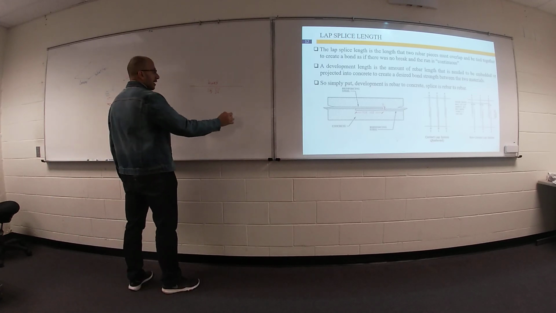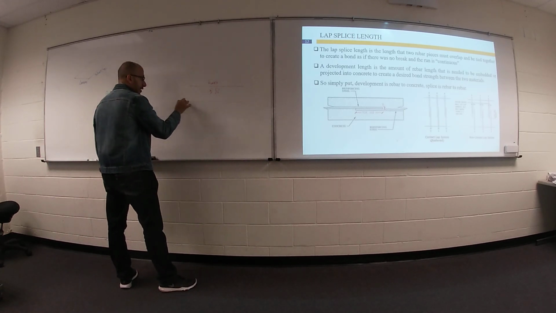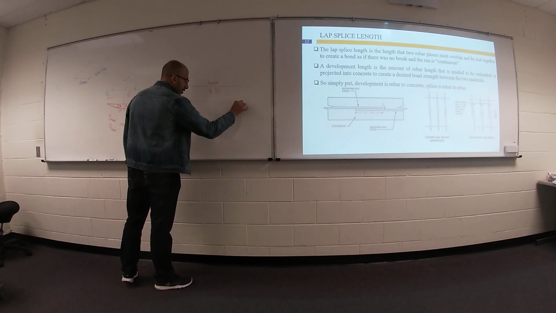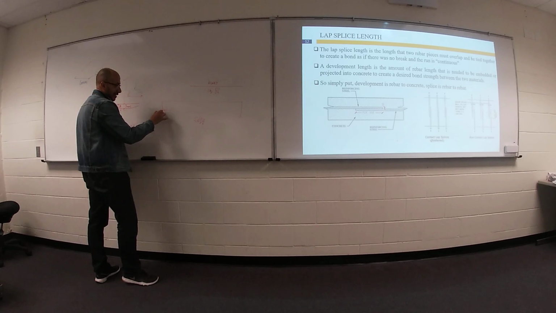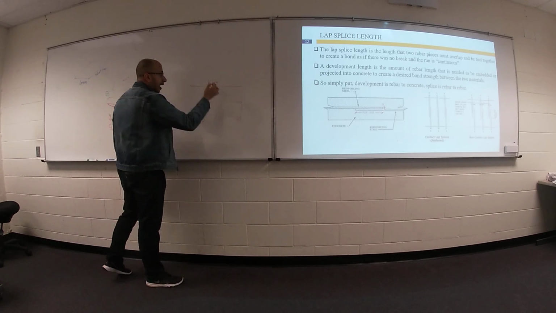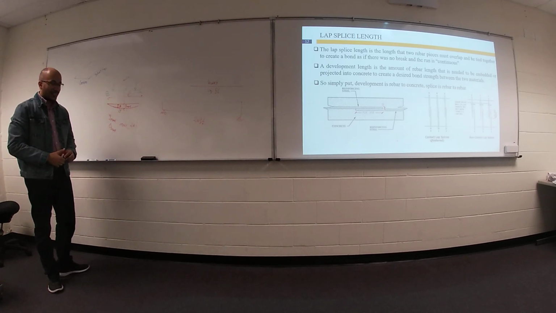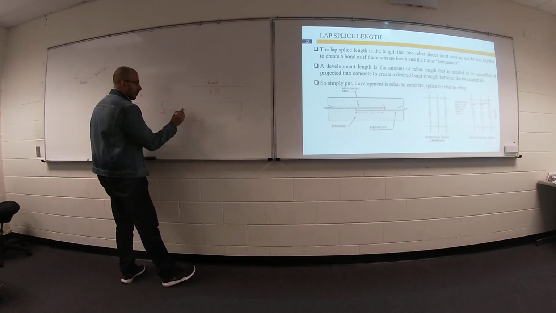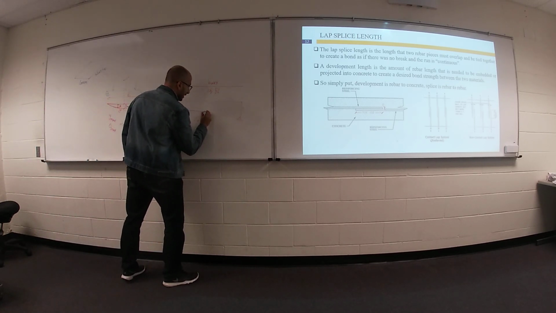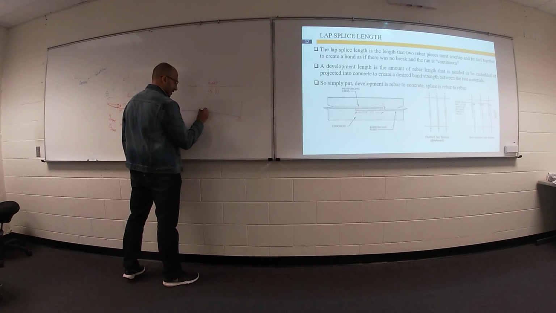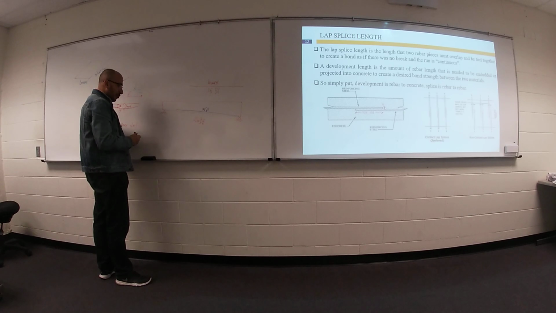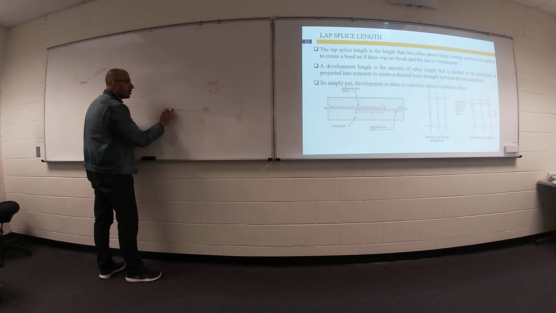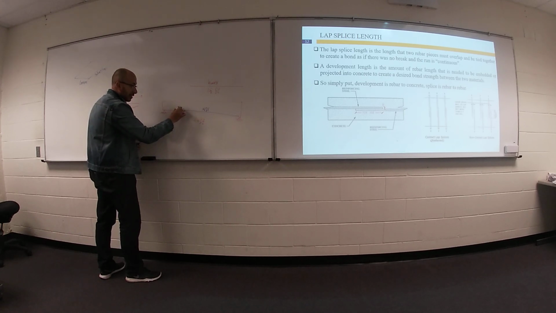That means if I have a beam with 20 feet length, how can I put my bars? So I will put the first one 15 feet. What do you think about the second one? Do you think it will be something like this? No. No. You have to do splice.